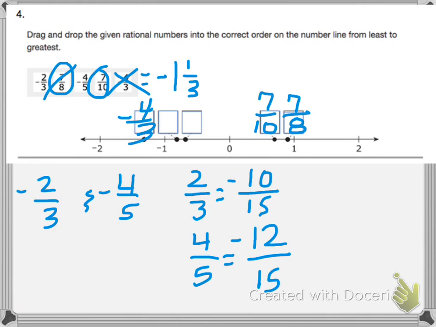So you have to decide which one is actually closer to negative 1, and in this case it would be the negative 4/5, and then next would be the negative 2/3.